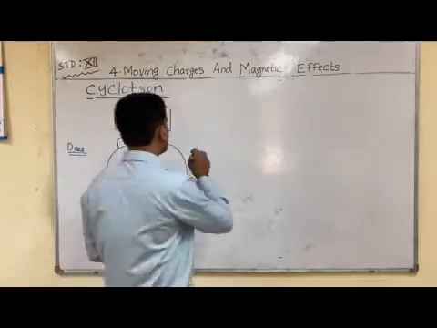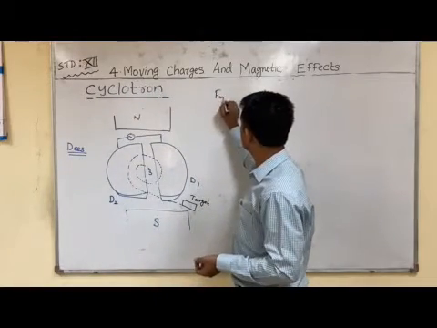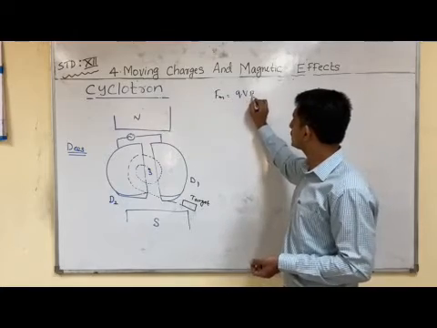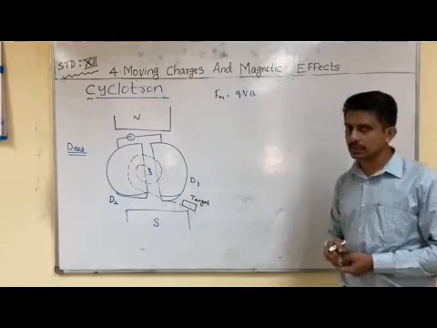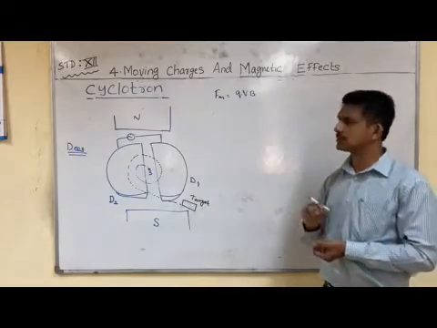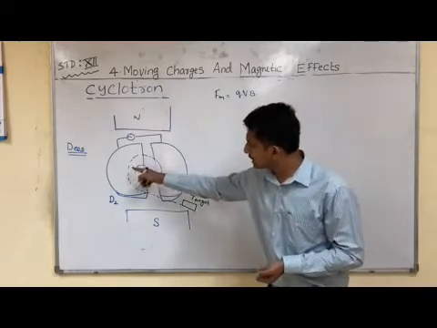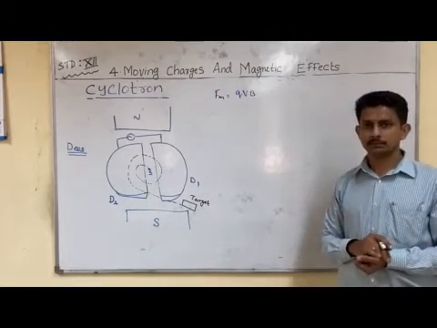The value of this magnetic force, we know that Fm is equal to q into v cross B. So we can write it as qvB, since theta is considered as 90 degrees. So the force experienced is qvB. Because of this force only, these particles are moving in a semicircular path.